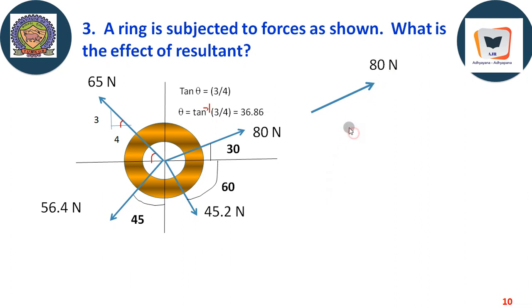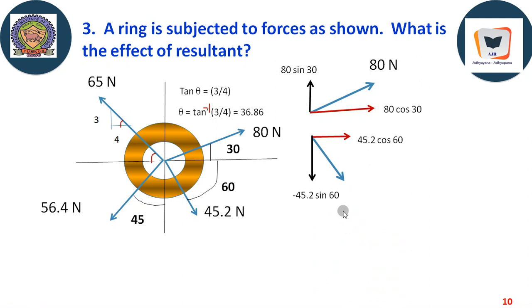This is the 80 newton force, with components 80 cos theta going right and 80 sin theta. As far as this 45.2 force is concerned, it is a positive horizontal force with a negative vertical component. Theta is referred with respect to horizontal. Here 56.4 newton is going like this; this is the vertical component and this is the horizontal component. This angle is 45 degrees, referred with respect to vertical.